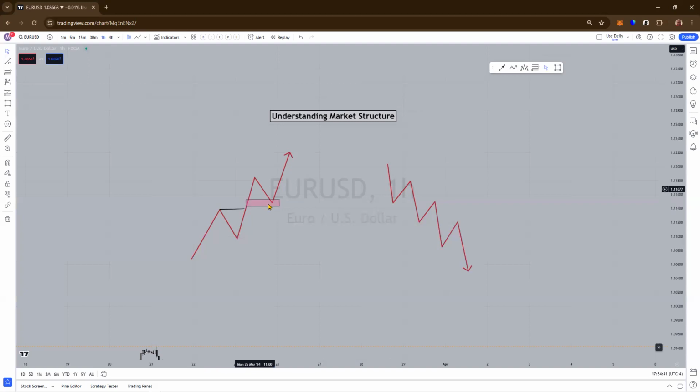Okay, we look for the pullback. We look for the gap within this upward trend, and then we take an order either at the order block or the fair value gap. So let's dive into the market. And the same applies when you're looking at a downtrend as well.